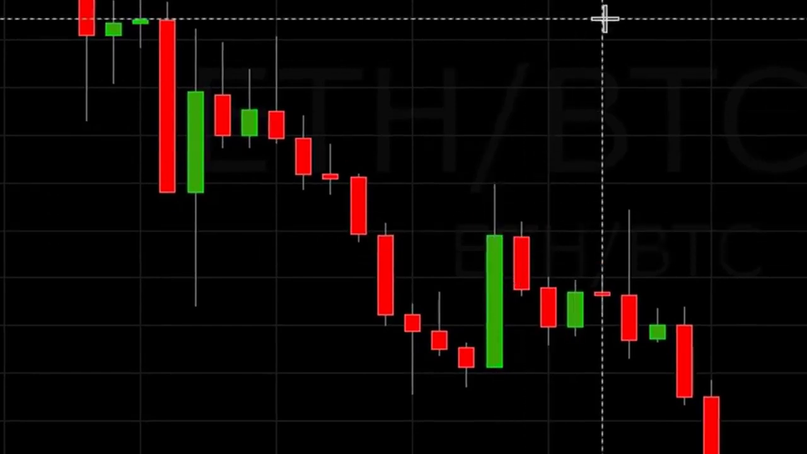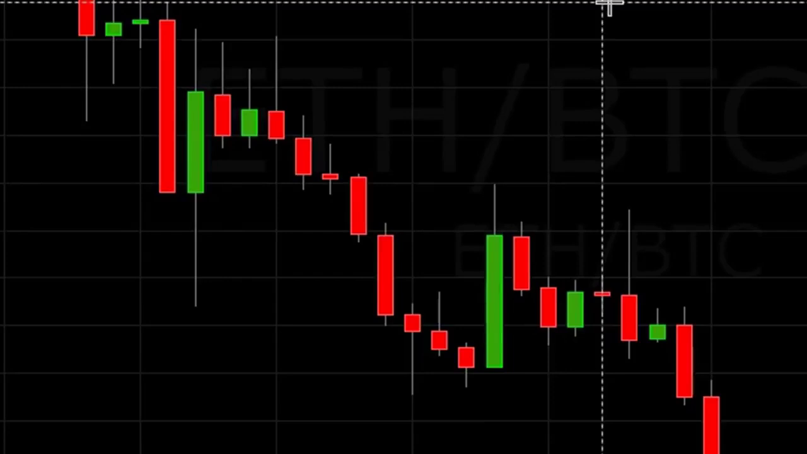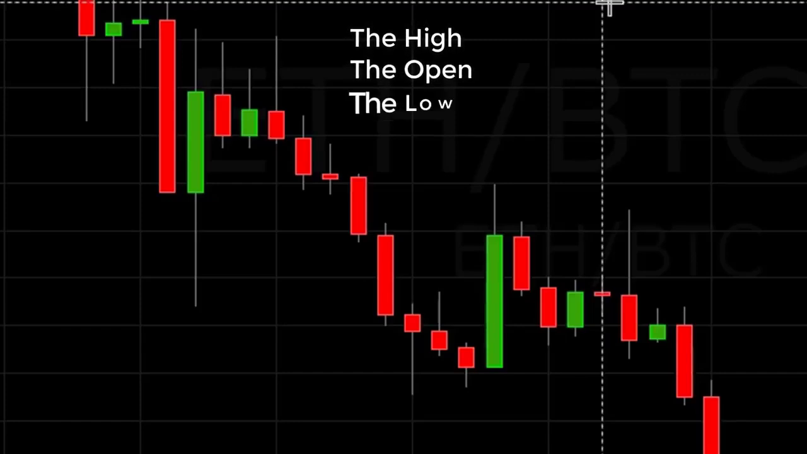They're called candles because that's kind of what they look like. In fact, we even call the thin line the wick, and then the colored area the body. Each candle shows 4 pieces of information, or 4 prices. These are known as the high, open, low, and close.